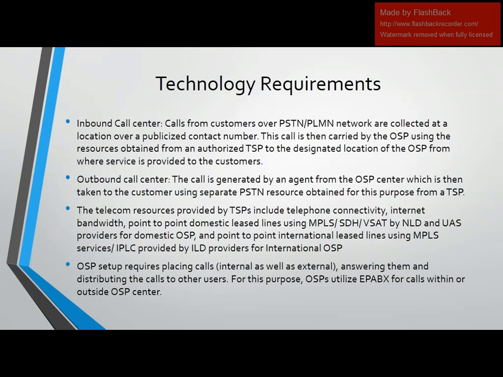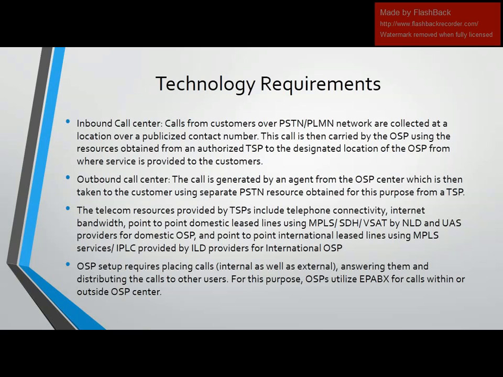The telecom resources provided by TSP include telephone connectivity, internet bandwidth, point-to-point domestic lease lines using MPLS or SDH or VSAT by NLD and UAS providers for domestic OSP, and point-to-point international lease lines using MPLS services or IPLC provided by ILD providers for international OSP.